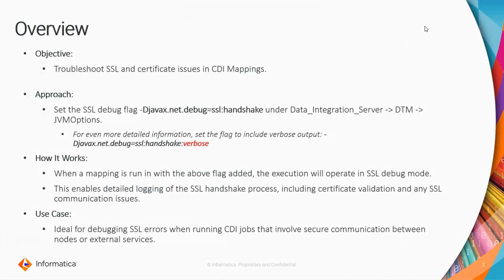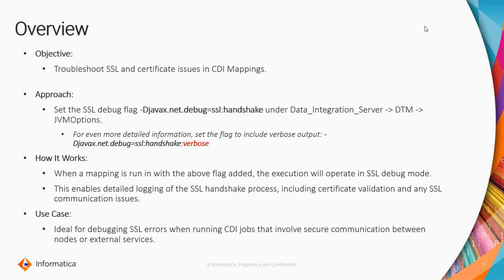The main goal is to identify and resolve SSL related problems that occur during the secure communication in CDI jobs. To do this, we enable the SSL debug flag by adding it under the JVM option of the data integration server DTM. If we need deeper insight, we can extend it by adding verbose on the same flag, which will print detailed information in the logging.